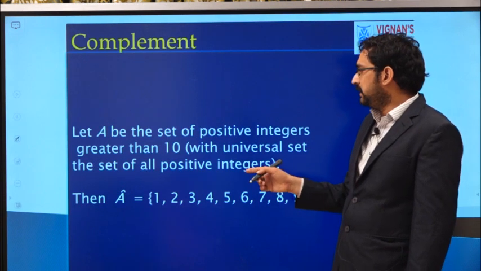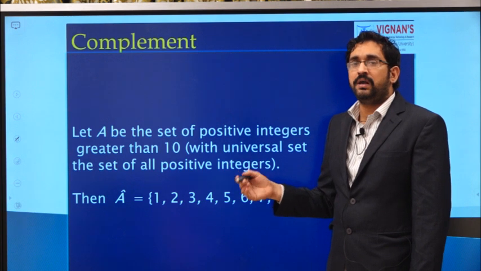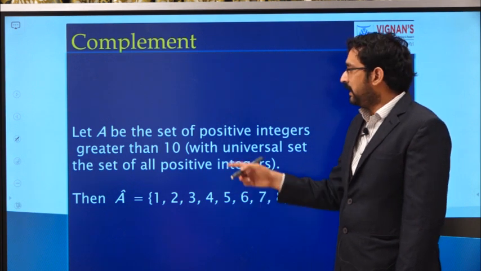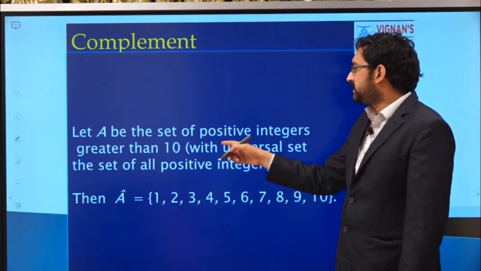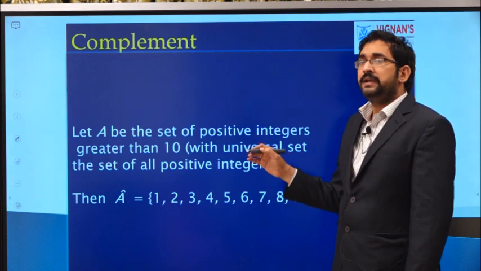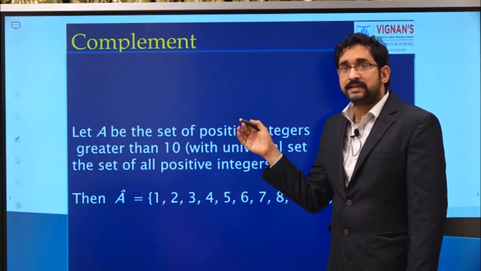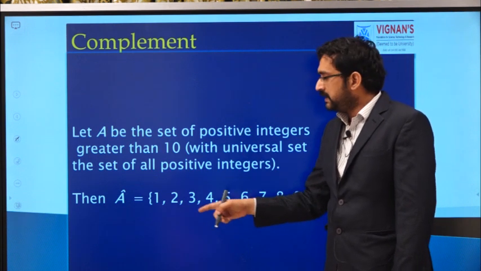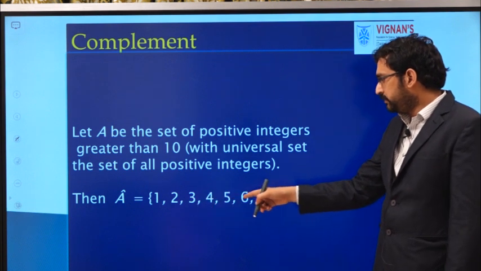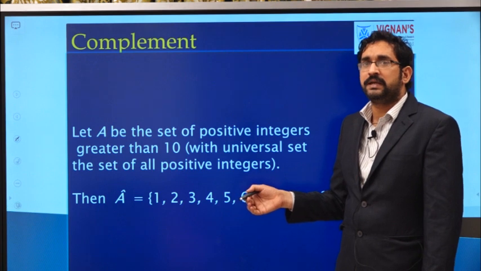One more example. Here the universal set we are considering is the set of all positive integers. And here A denotes the set of all positive integers which are greater than 10. Then A complement will be the set of all positive integers which are less than or equal to 10. Hence A complement contains 1, 2, 3 up to 10. In this way we can find the complement for the given set.